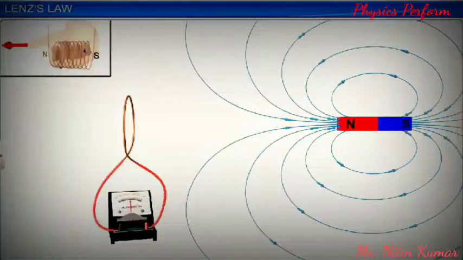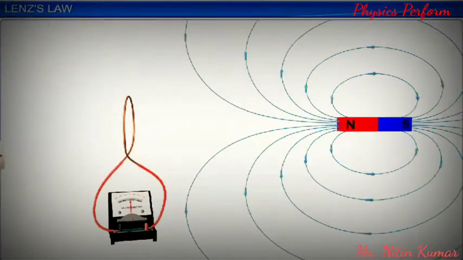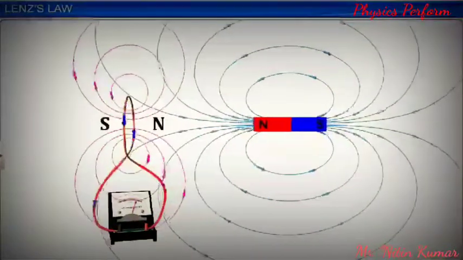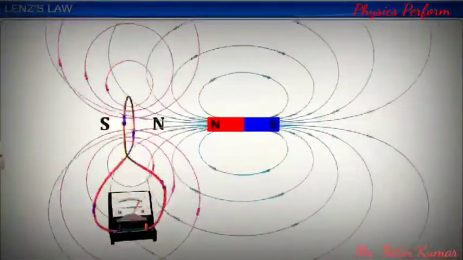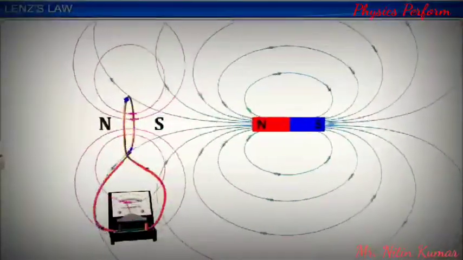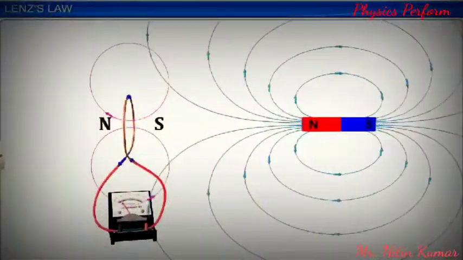Lenz's law states that the polarity of induced EMF in a closed loop is such that it tends to produce a current which opposes the change in the magnetic flux that produces it. We can put this statement in simple terms. If a current is induced by an increasing flux, it will weaken the original flux. If a current is induced by a decreasing flux, it will strengthen the original flux.